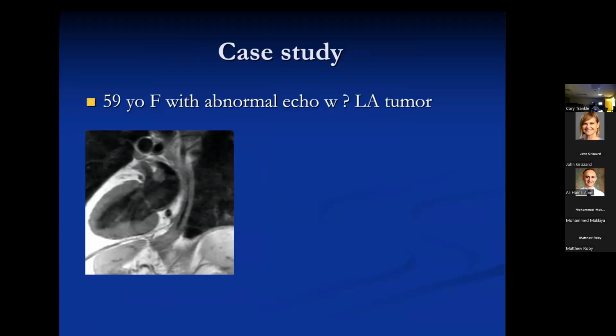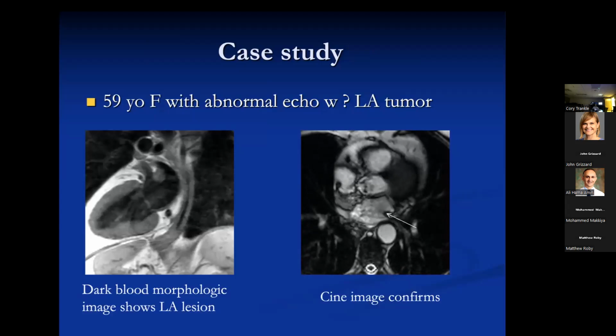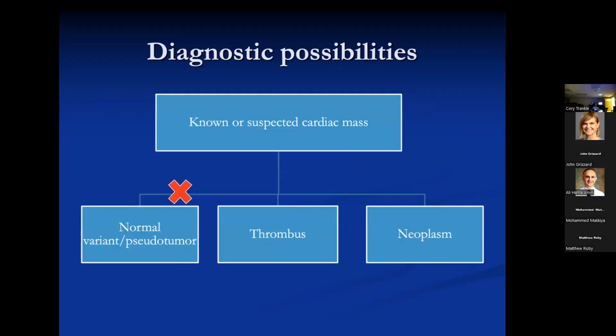So let's do another case. Here's a 59-year-old lady with a suspected left atrial lesion found on echo. There does look like there's something hanging down from the atrial roof there. So that's real. It doesn't look like a fake. CINE images confirm it. You can kind of see it faintly moving around there where that arrow is. And there it is on perfusion imaging. It does not appear to show any enhancement. So it's not going to be a normal variant or pseudotumor. So we're left with these other options, right?